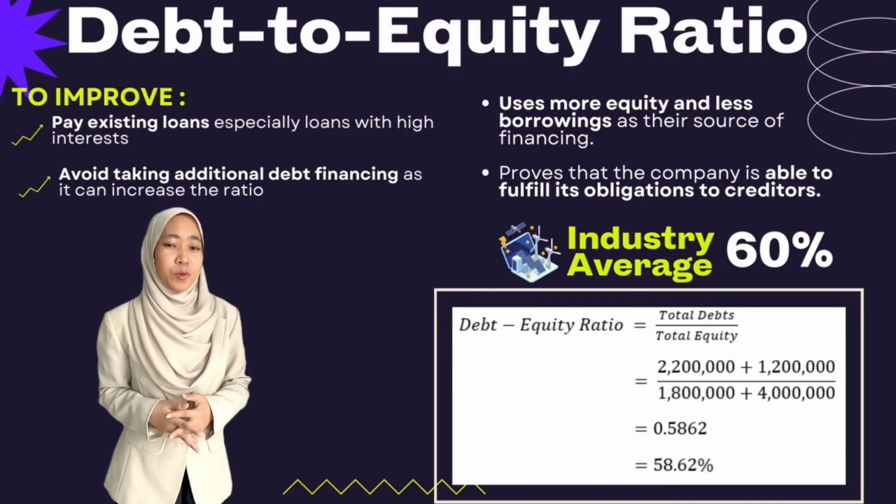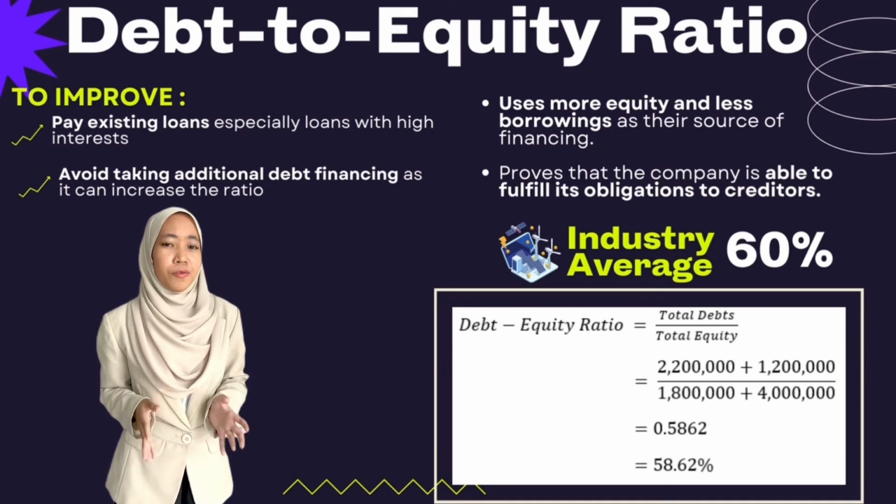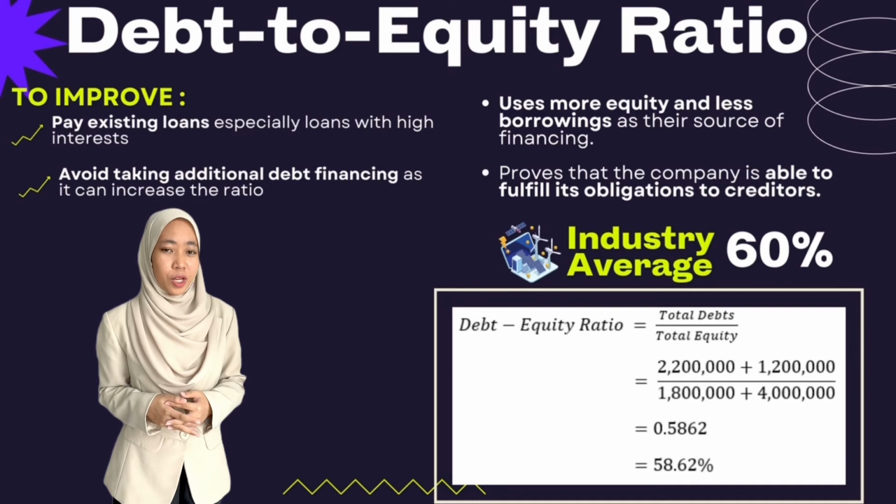Hikmat Bakti Berhad debt to equity ratio is 58.2%, lower borrowing than the industry average of 60%. It indicates that Hikmat Bakti Berhad uses more equity and less borrowing as their source of financing. This proves that the company is able to fulfill its obligation to creditors.